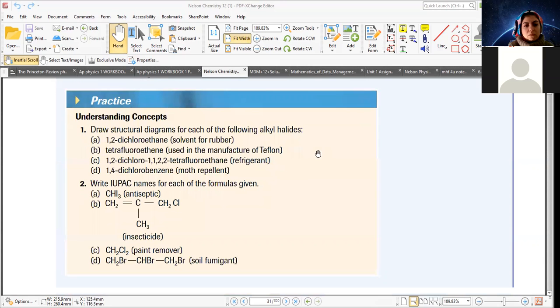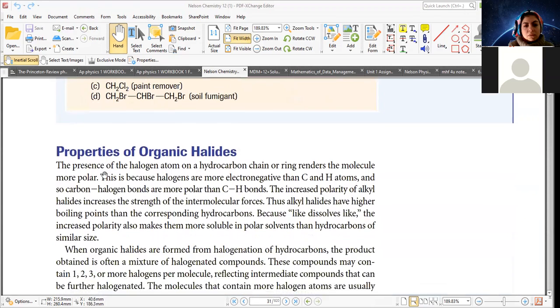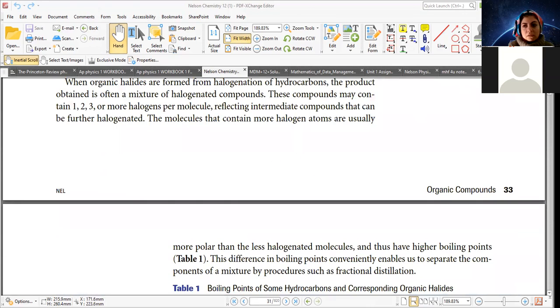Now practice question. I want you to do question number 1, 2. This is page 33.